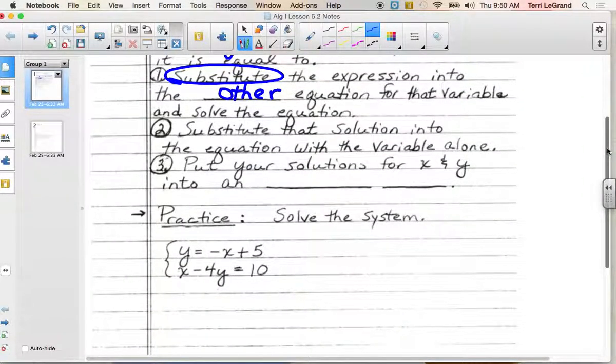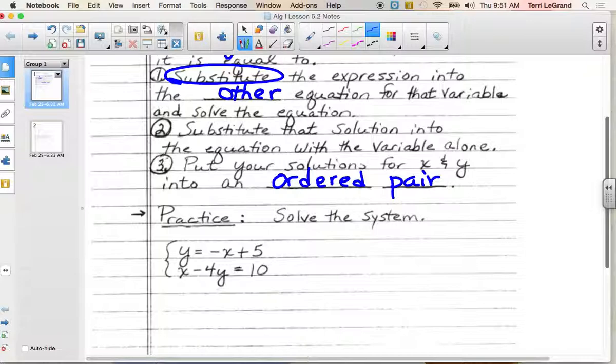And then after we get, whether it was x that we end up solving for or y, it doesn't matter which one we solve for first. Whichever one we get, we substitute that solution into the equation that has the variable alone. And then we put our solutions for x and y into an ordered pair, because we know that on a graph, that would be the point of intersection, just like we've been doing when we were solving by graphing.